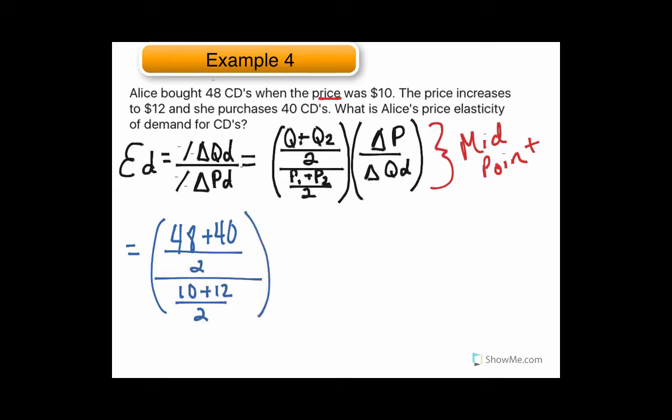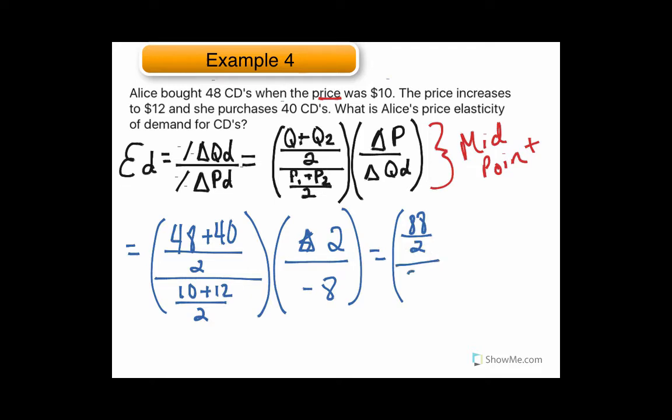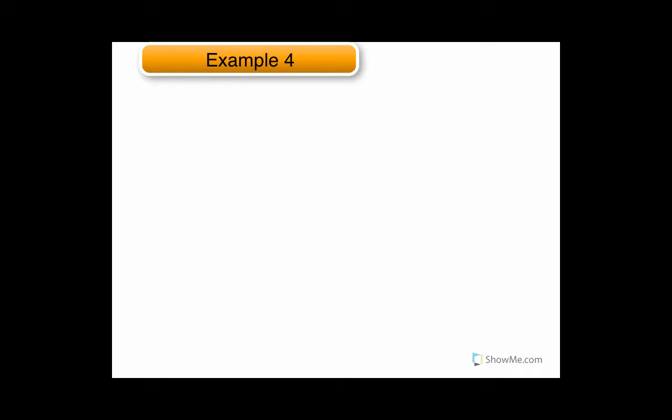And I'm just getting these numbers from the 48, 40, and then the old price of 10 and the new price of 12. And we're going to multiply this by the change in price, which was 2, divided by the change in quantity demanded, which was negative 8. So this comes out to, simplifying it, 88 divided by 2 over 22 divided by 2 multiplied by 2 divided by negative 8. We're going to continue this algebra on the next page.